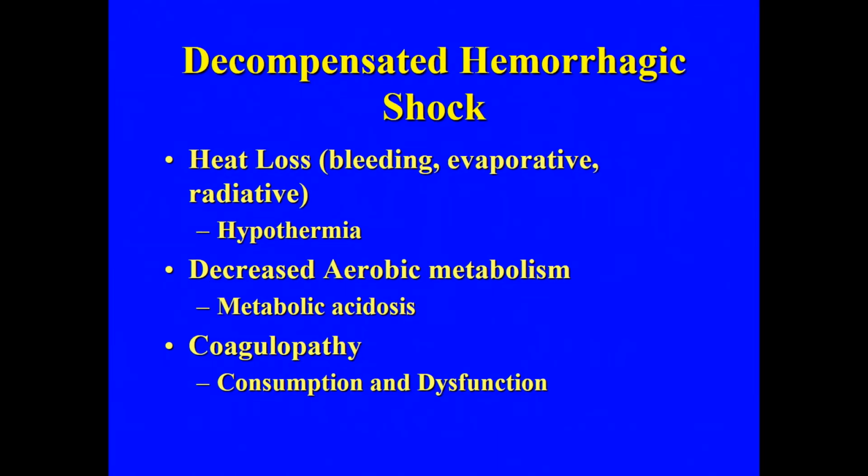On the physiologic level, decompensated hemorrhagic shock is characterized by loss of core body temperature and heat. This occurs as a result of loss of body temperature blood and evaporative losses as well as radiative losses. This leads to total body hypothermia. There is also a decrease in aerobic metabolism as the perfusion can no longer maintain oxygen delivery, and the development of metabolic acidosis in those shocked organ beds. The acidosis and hypothermia is also associated with a coagulopathy, which is independent of the other two features, but is also often directly related to consumption of clotting factors in the face of ongoing bleeding.